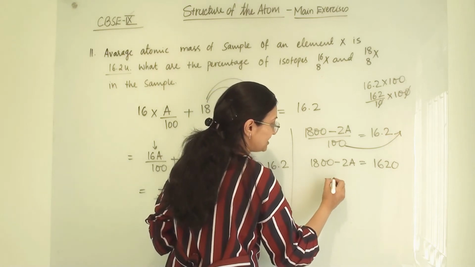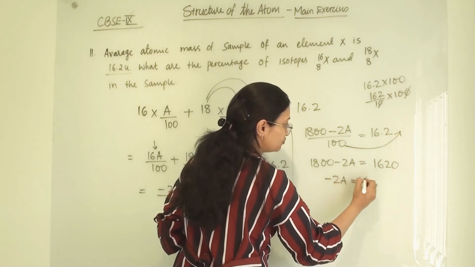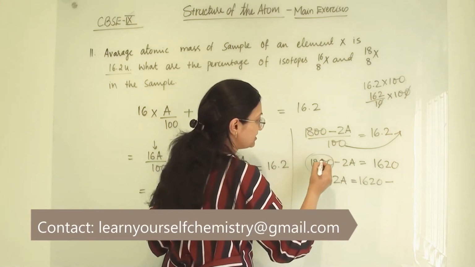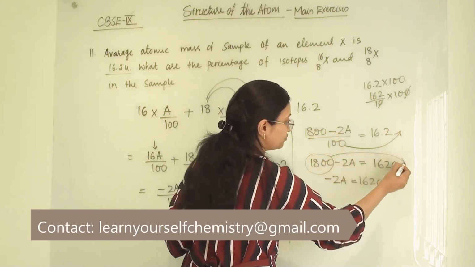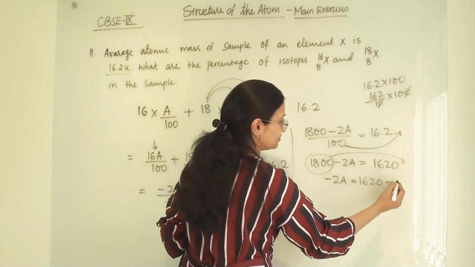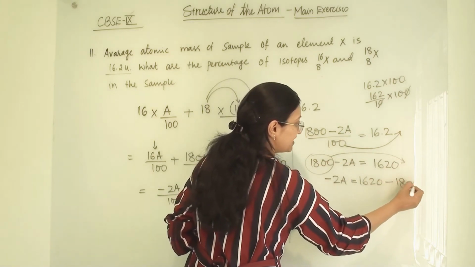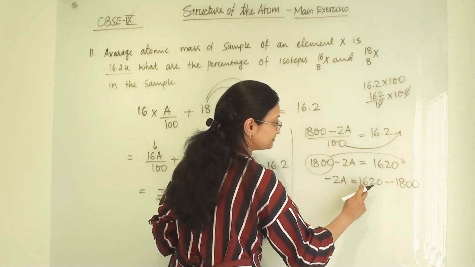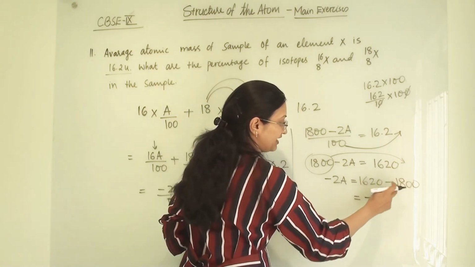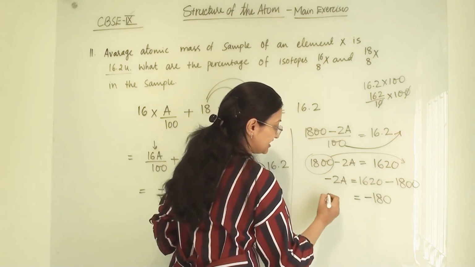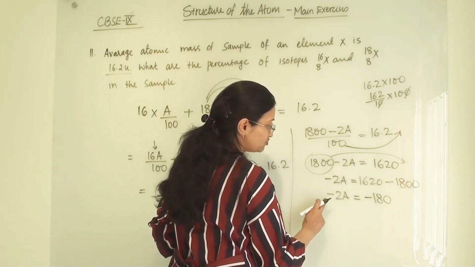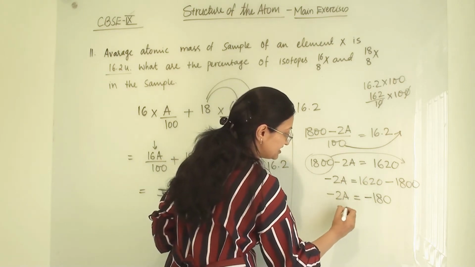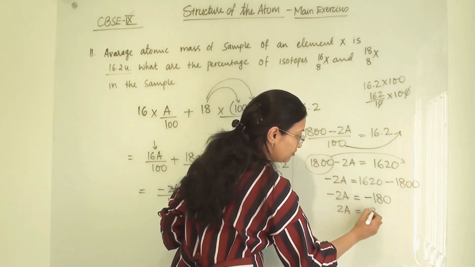Now minus 2A equals 1620 minus this 1800, we are taking towards this side. So this will become negative. So it will become 1800 and that will be negative. Here we will get 180 out of this subtraction. So minus 180, and here it is minus 2A. So from both sides minus minus we can eliminate, and we will get here 2A equals 180.